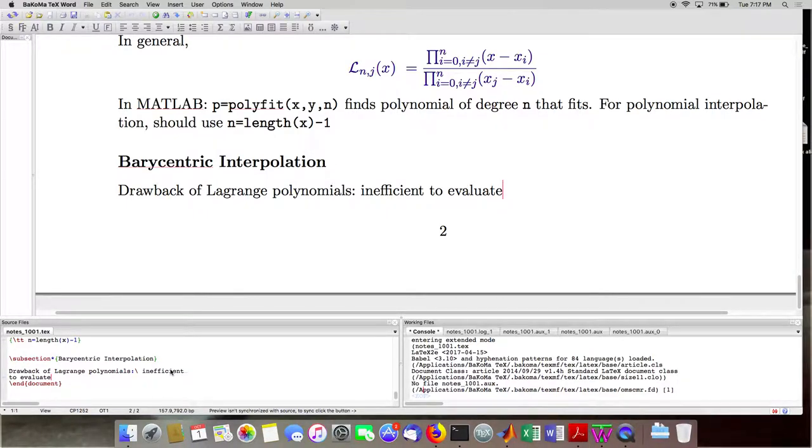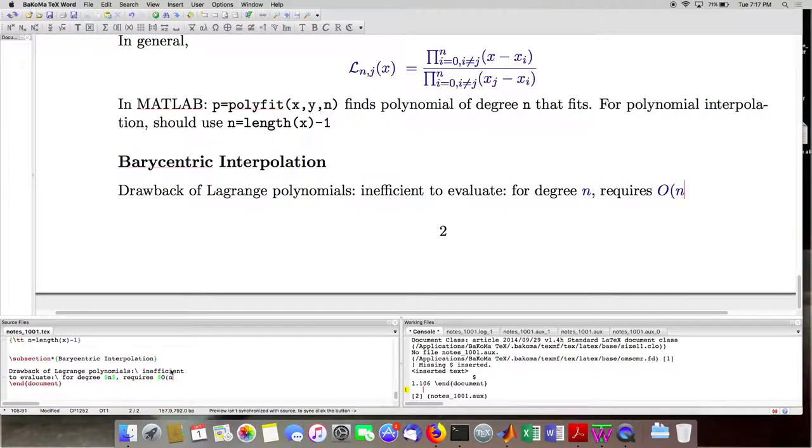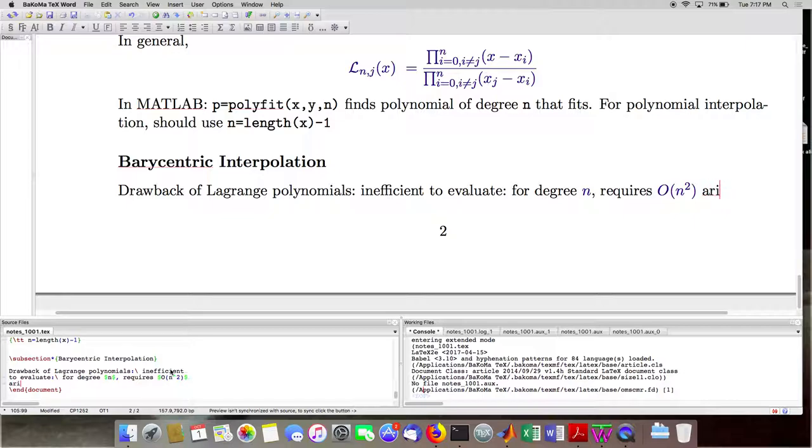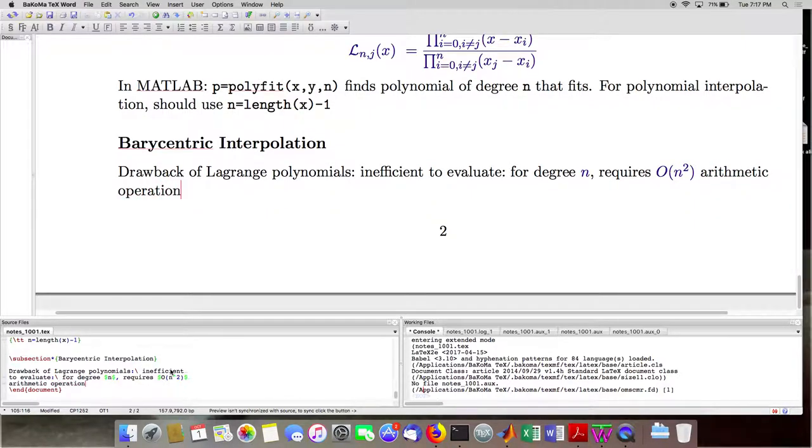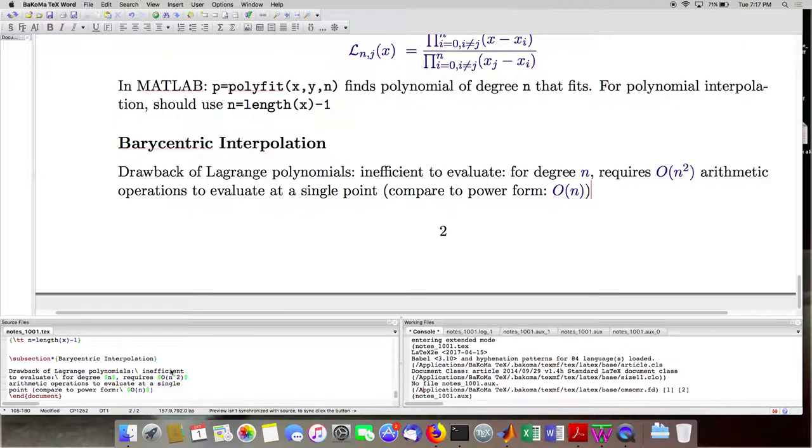More specifically, for degree n, evaluating requires order n squared arithmetic operations at a single point. Whereas if you use power form, like I showed you earlier, we have n plus 1 terms for a polynomial of degree n, and if you arrange your computations in the right way, order n arithmetic operations is possible. It's not something I'll get into today. Next week is when I can show you how that is done. So this is a terrible efficiency gap.